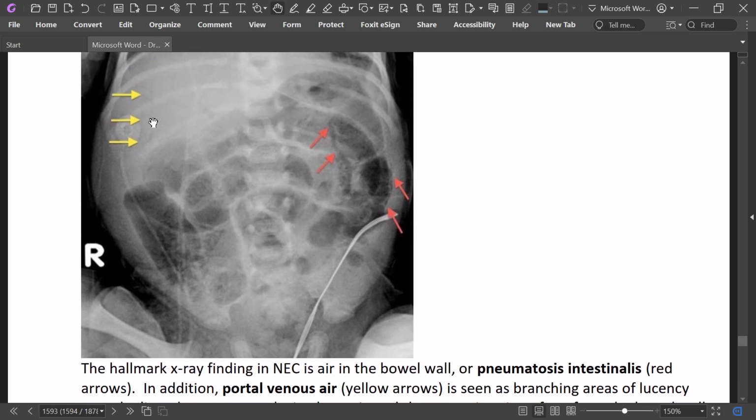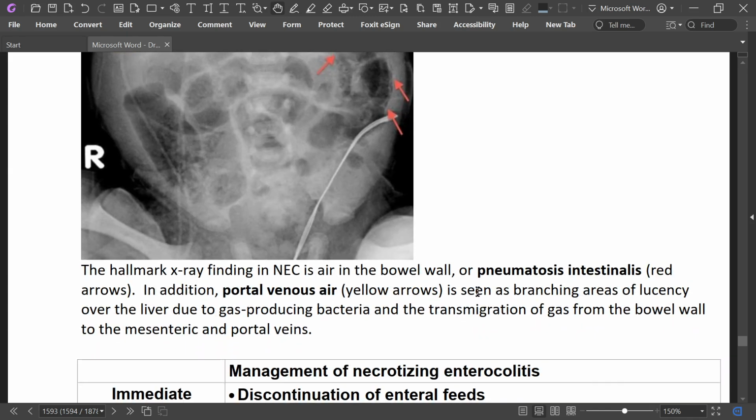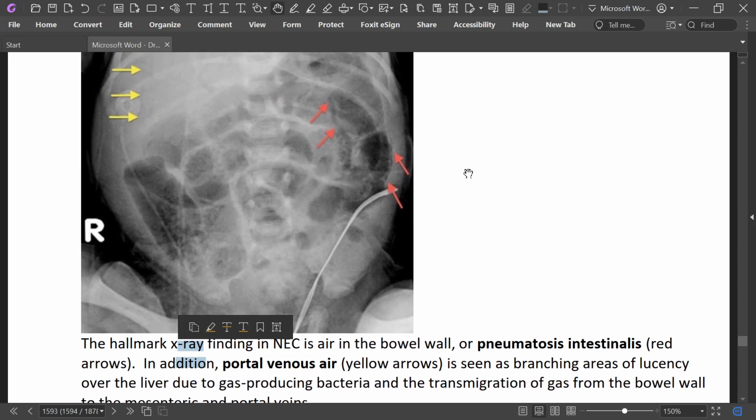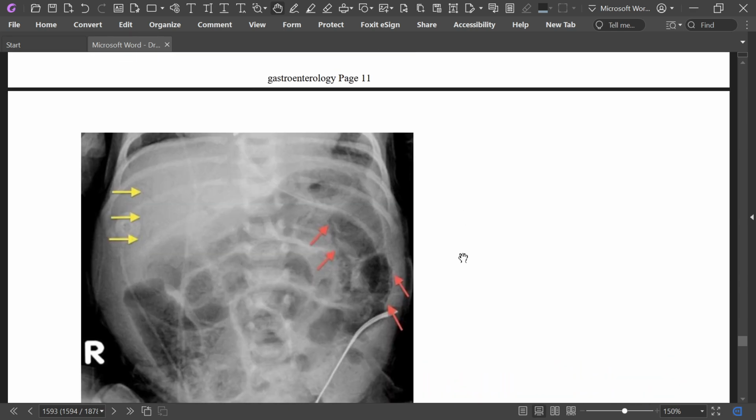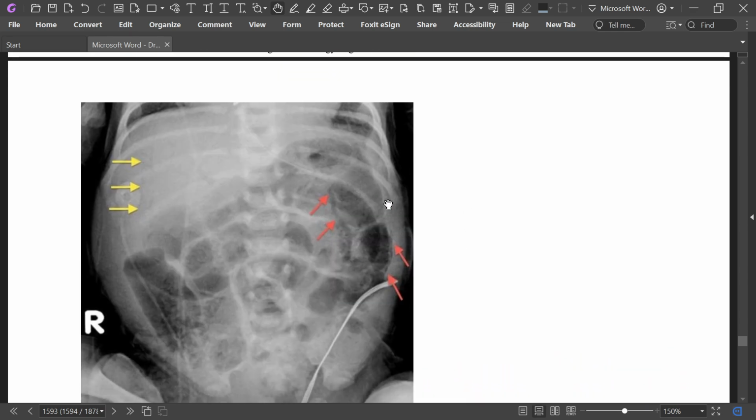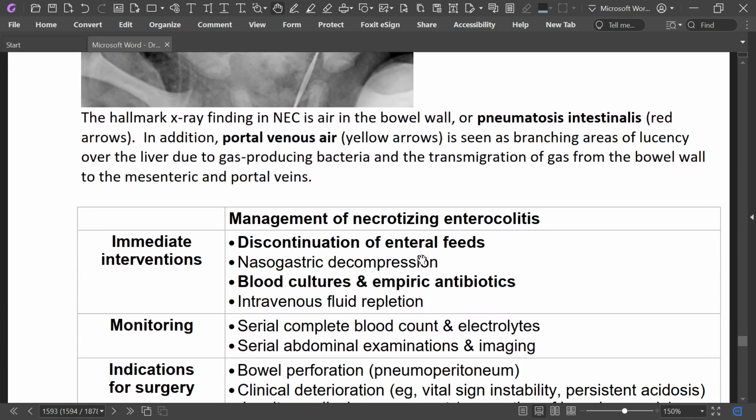And portal venous air. Here there is portal venous air, and there is air in the bowel wall. Portal venous air is seen as a branching area of lucency near the liver edge, due to gas-producing bacteria and transmigration of gas from the bowel wall to the mesenteric portal vein. So pneumatosis intestinalis is air in the bowel wall, and there is air in the portal venous area.